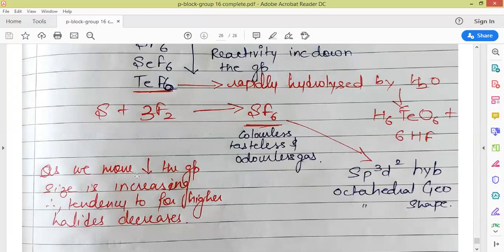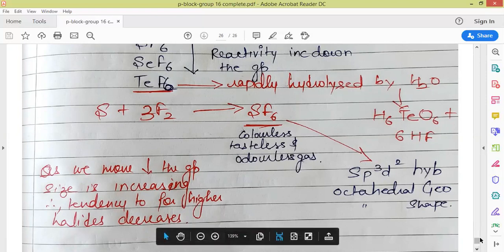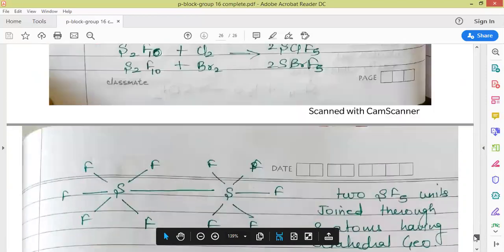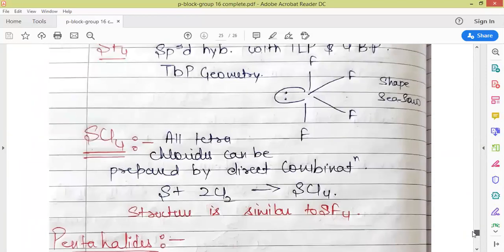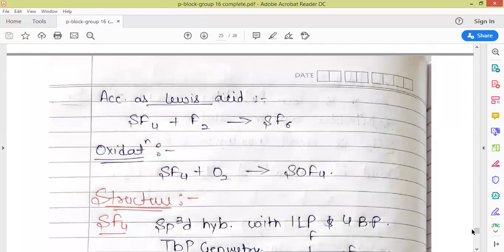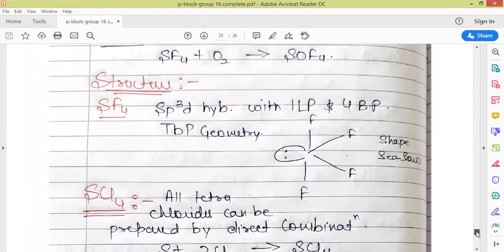And as we move down the group, the size of the halogen is increasing. So the tendency of group 16 elements to form higher halides decreases due to the increase in the size of the halogen. So this is all about the halides of group 16 elements, and we are done with group 16 completely. We have completed the group 16 elements of the P block.